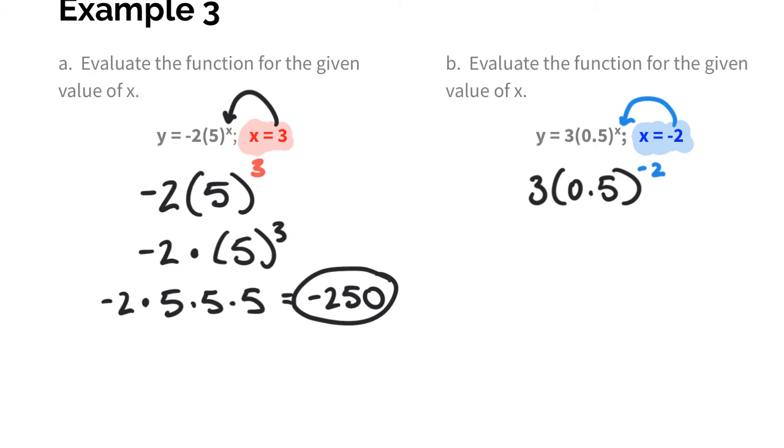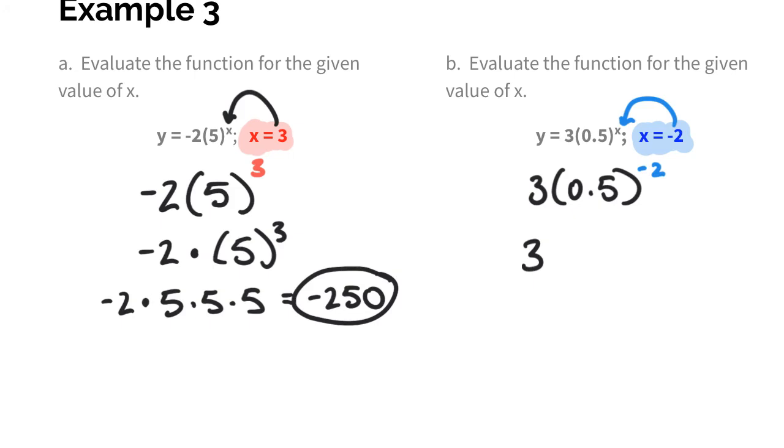But if I were to plug in this negative 2 where x goes, I'm going to take that value of 3, which is my initial value. Now, notice that I have 0.5 to the negative second power. So this is the sassy part, folks.